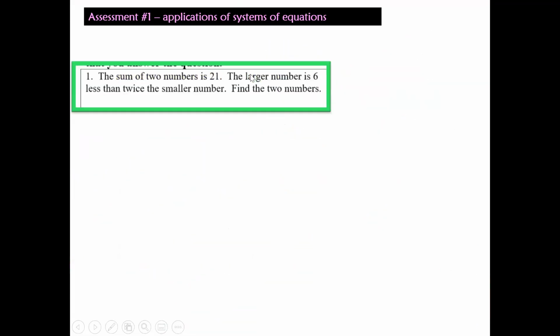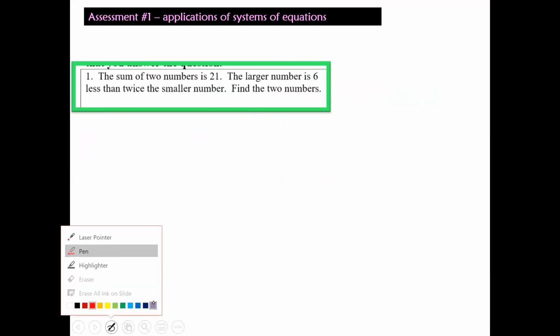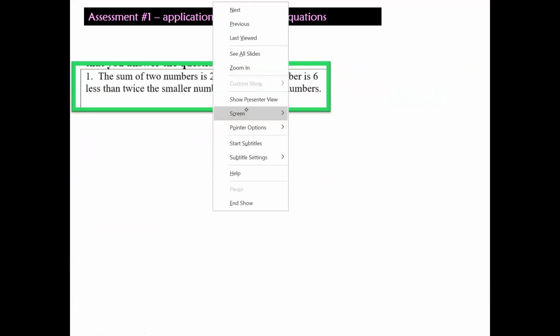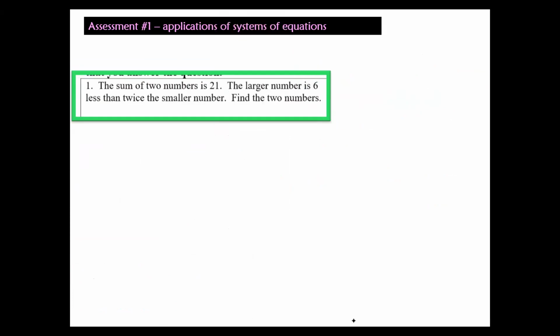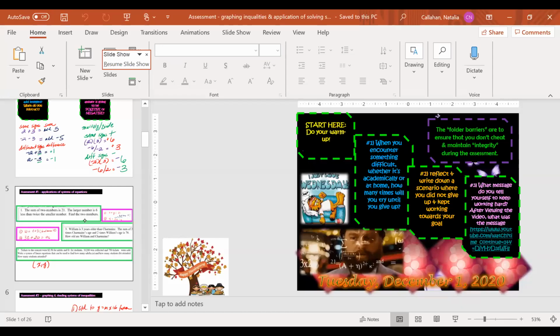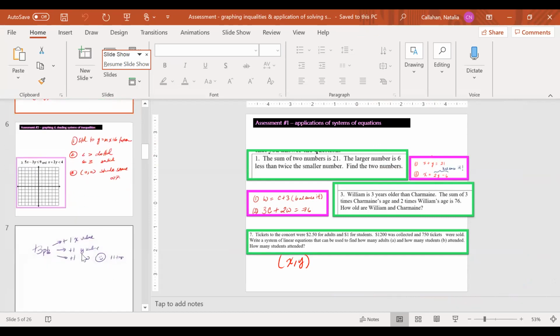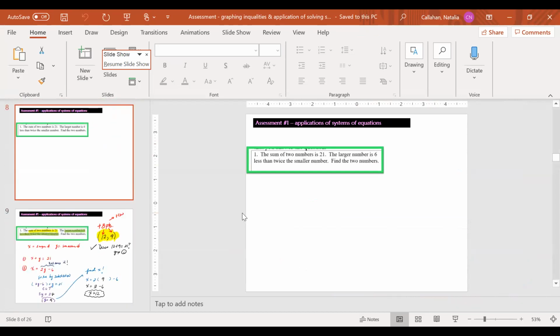Pause the video and answer the following questions. All right, so since this is your first assessment with distance learning, I'm going to go over a few of them. So you're welcome to check your work if you've done them already. So the first question here says, the sum of two numbers is 21. The larger number is 6 less than twice the smaller number. Find the two numbers. Now, I'm going to have x be the smaller number and then y be the bigger number. And I pretty much have this set up for you guys. So it should be fairly simple to go ahead and just use substitution to find your answers.